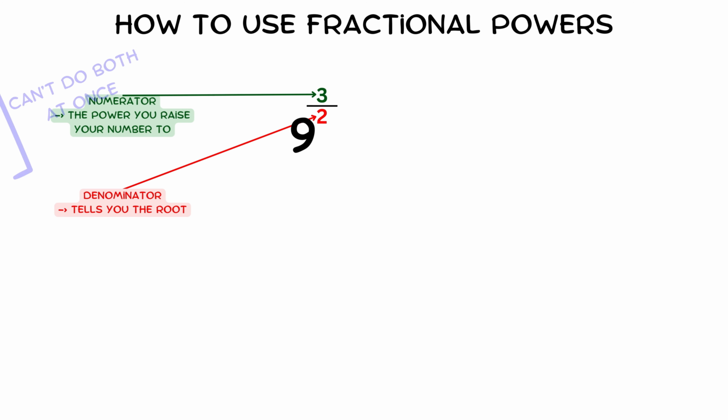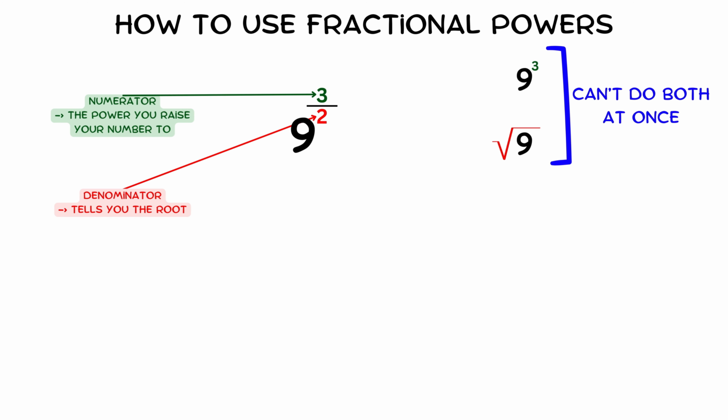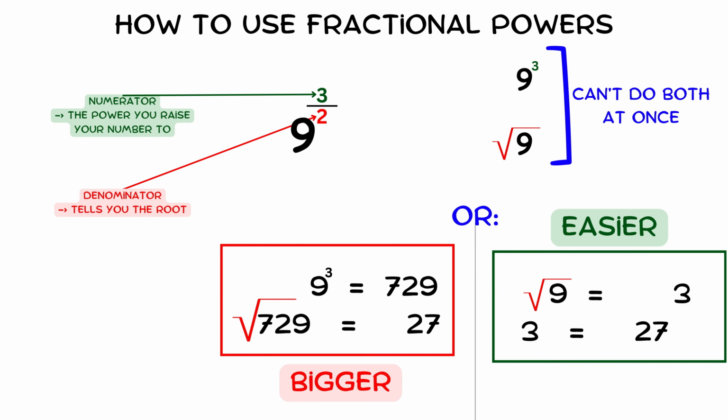The problem is that we can't do both of these operations at once, so we're going to have to do one of them first, and then the other one. For example, we could do 9 cubed, which is 729, and then square root it to get 27, or we could take the square root of 9 first to get 3, and then cube that to get 27. And in general, this second option where we take the root first will be much easier because we're working with smaller numbers rather than bigger ones.